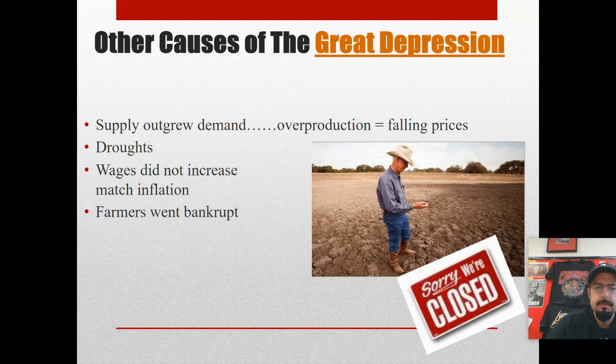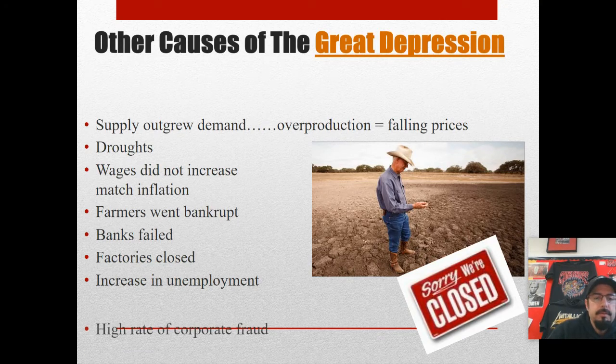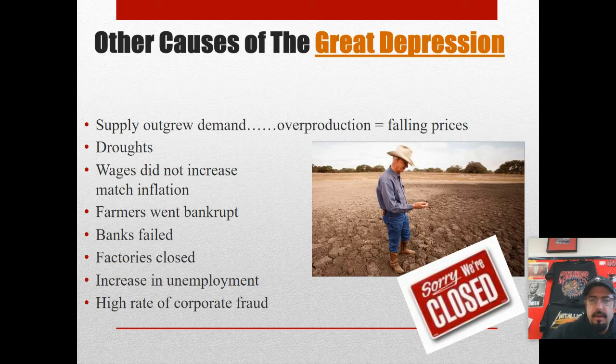Farmers went bankrupt, banks failed, people would pull their money out of banks, and eventually the banks would no longer have money to give to people that had put money in there, and so banks would fail. Factories would close, and if factories closed, then workers no longer had money, and then the workers could no longer pay for items, and then businesses would fail. There was an increase in unemployment, lots of corporate fraud, and this cycle would continue over and over and over.